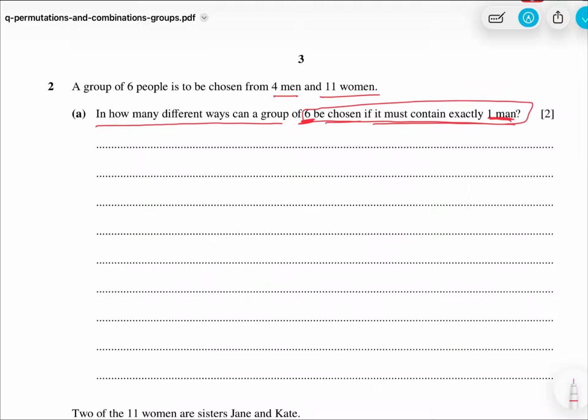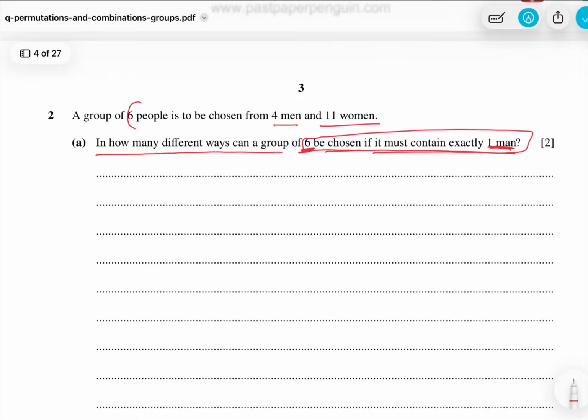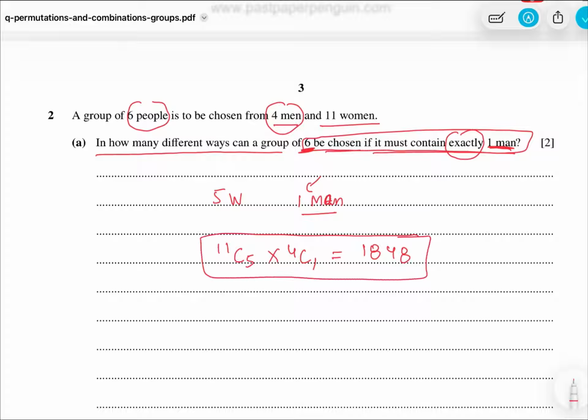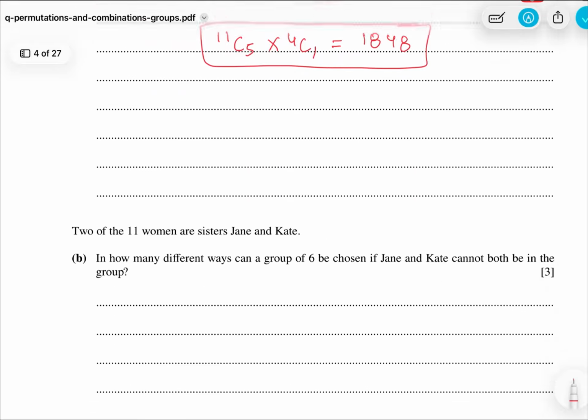Now listen. A group of six people is to be chosen. So there would be only one scenario, if we have five women and one man. Yes or no? Because we need exactly. See this word exactly. So five women means 11C5 times one man means 4C1. Multiply them and you will get your answer. Is it easy or not? Tell me. Chosen means selection, right? So we have used combination. Let us move on to the next question now.